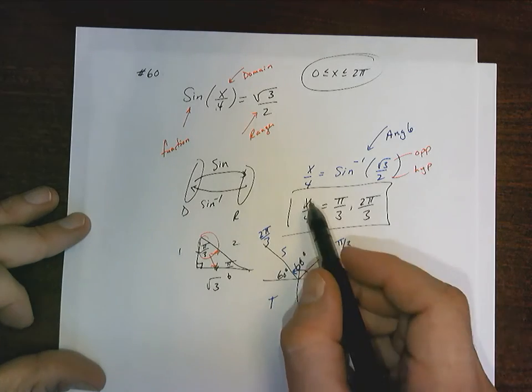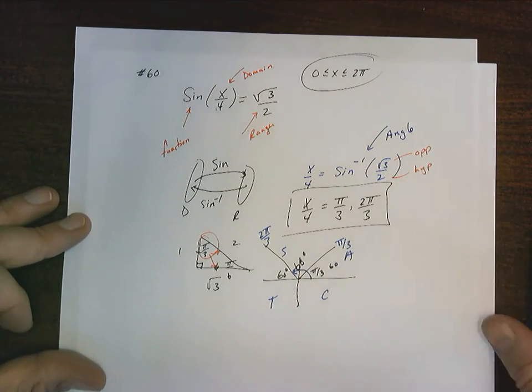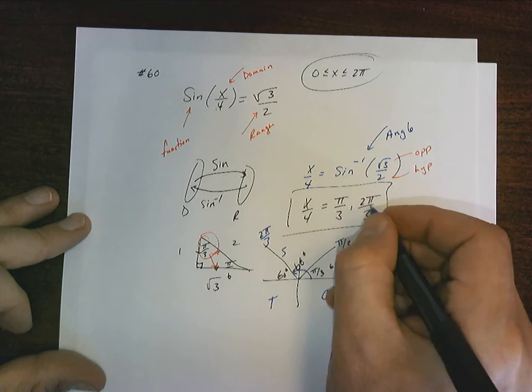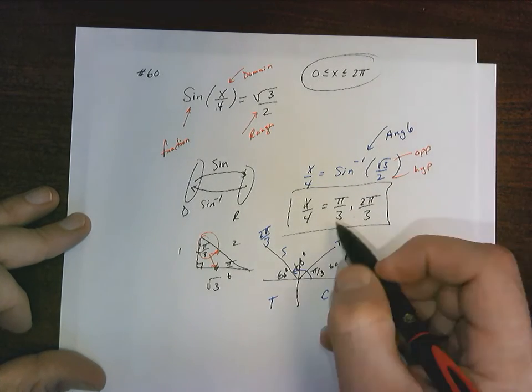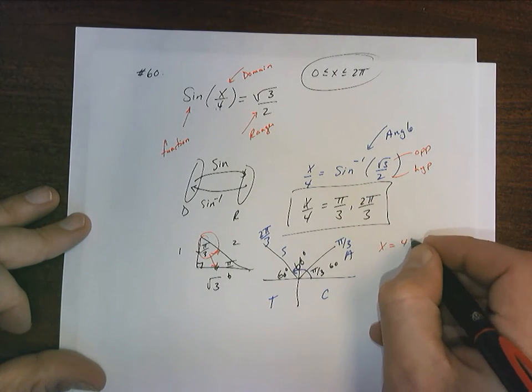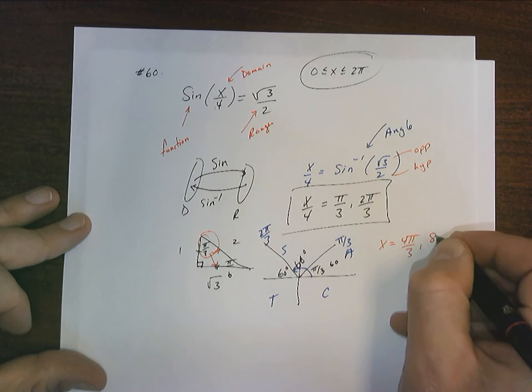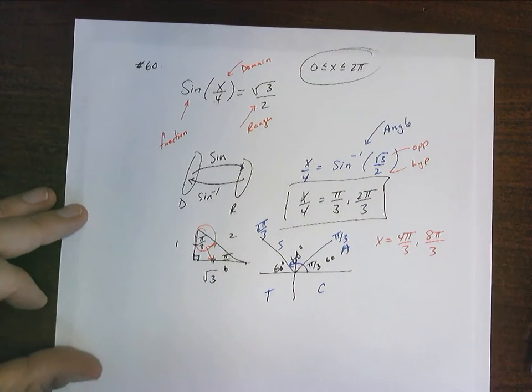But they don't want to know what x divided by 4 is. They want to know what x is. So we're going to multiply everything by 4, and we're going to get a final answer of x equals 4 pi by 3 and 8 pi by 3. And that'll be the answer to this question.